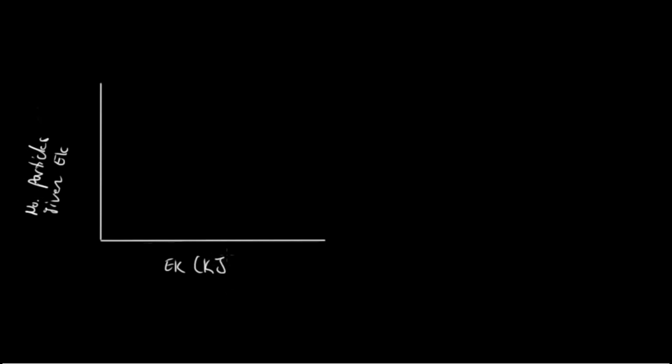So again, I've got my little graph here. I've got my EK that I'm measuring here, and again I've got my number of particles. I'm going to shorten it quickly just to save time: number of particles with given EK. That is the kinetic energy of the particles, which we'll measure in kilojoules. And I start out at 0.